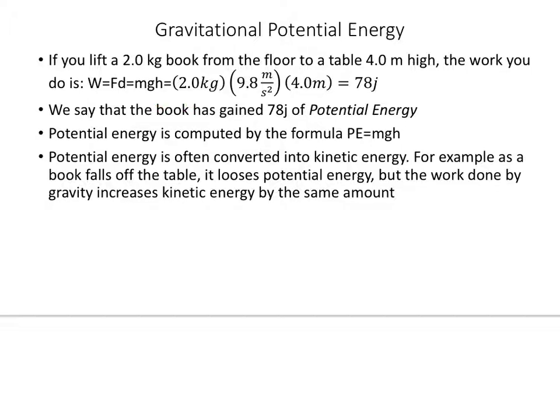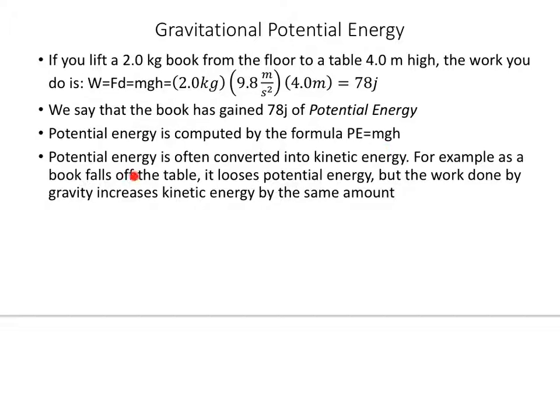So 2 kilograms times 9.8 meters per second squared, the acceleration due to gravity, times the height of the table, 4 meters, and that would be 78 joules. Now, we say that the book has gained 78 joules of potential energy, energy of position. And potential energy is computed by the formula PE equals mgh. So the work done obviously is equal to the potential energy gained. We use the same formula to compute both.